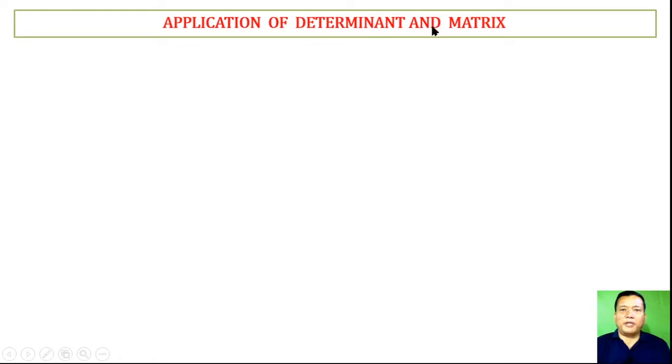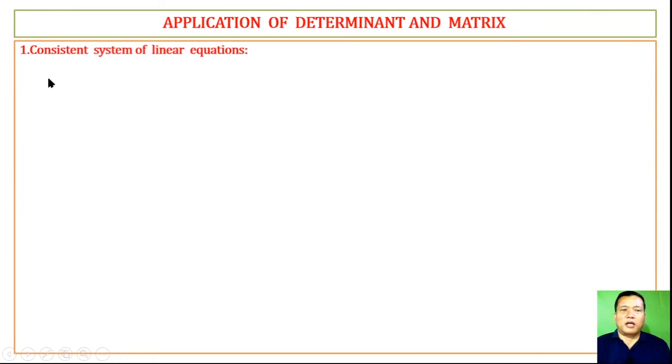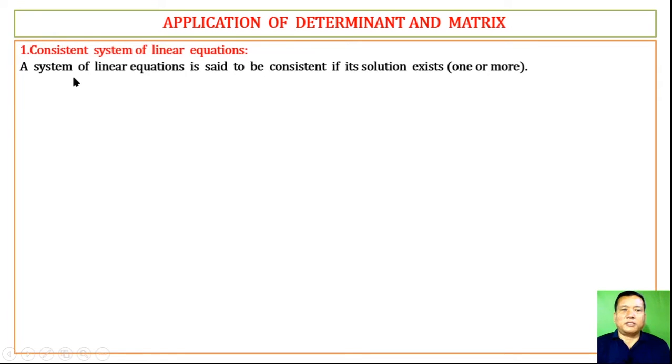Application of determinant and matrix. Consistent system of linear equations. A system of linear equations is said to be consistent if its solution exists, one or more. Linear equation kanglup ama consistent oi haigani solution ama natraga yamna leirabadi.